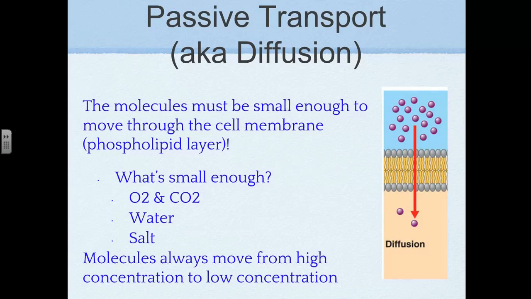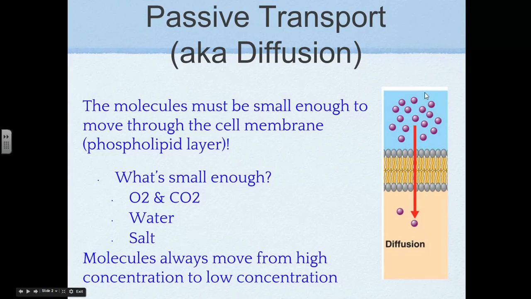Your cell can use passive transport for anything that's small enough to move through the cell membrane. And really, what's small enough are the small molecules. Oxygen, carbon dioxide, water, salt can move through the cell membrane without any kind of effort on the cell's part. And so cells don't usually use effort unless they need to. So we're going to get oxygen and carbon dioxide being transported by diffusion without much effort on the cell's part. Molecules are always going to move from areas of high concentration to areas of low concentration.